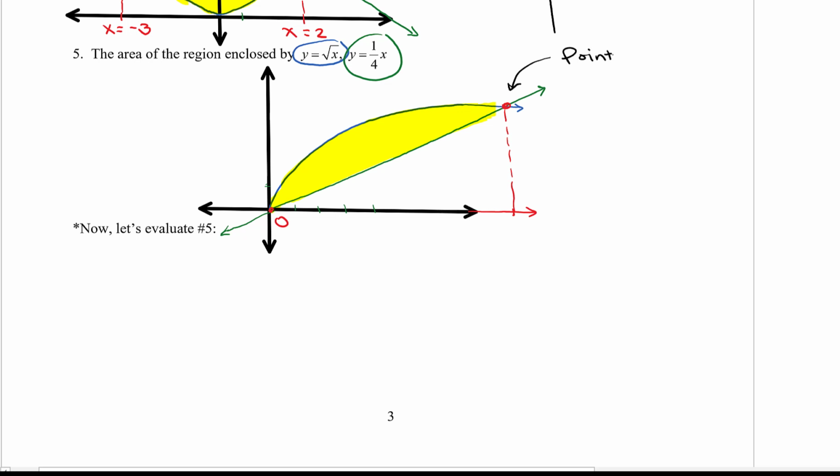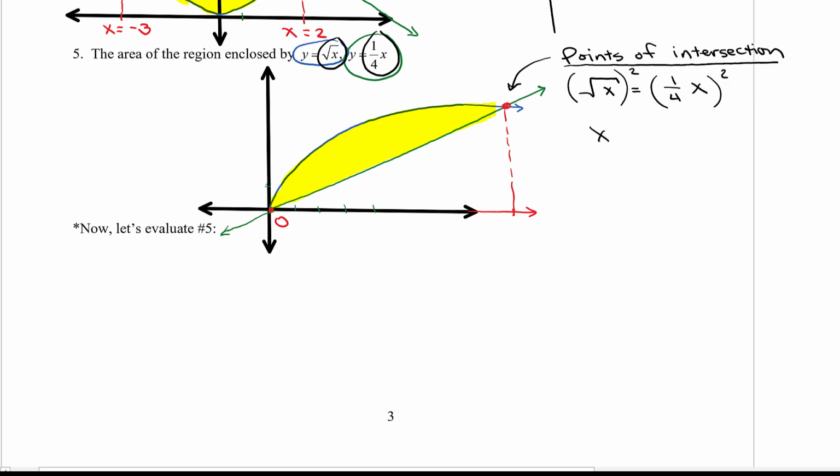I drew an arrow pointing to that point of intersection, and I wrote point of intersection. I actually already know the first point because that one was at 0, 0. I need just the second point in this case. So I'm going to go ahead and set my two equations equal to each other. The square root of x is going to be equal to 1/4 x, and I'm going to solve this equation. I'm going to square both sides of my equation. The square root of x squared is just x, and that's going to be equal to 1/4 x all squared, which is 1/16 x squared.